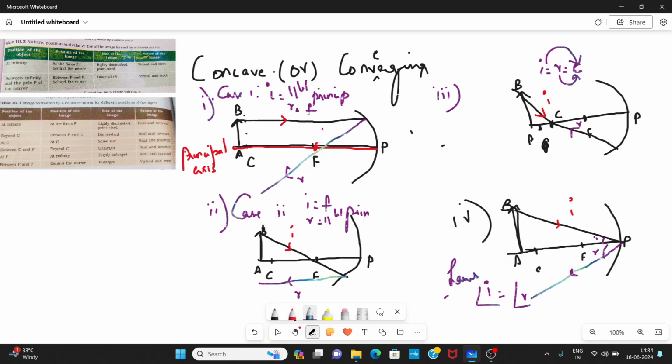Between P and F, you could actually see the position of the object behind the mirror. Behind the mirror, we call the space to be virtual. Only before the mirror, you can see the real image. Behind the mirror, when we are talking, there we can see only the virtual image. And as such, it is enlarged and it is virtual and direct.